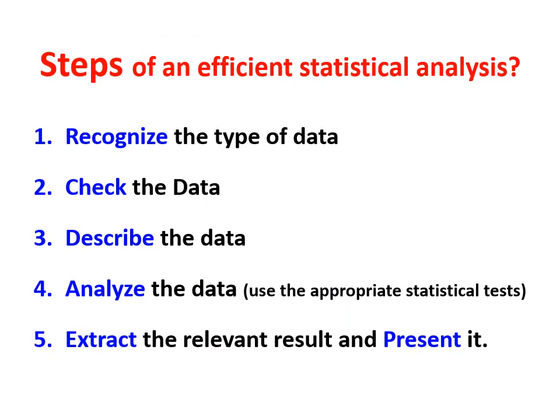What are the steps that we should follow to get an efficient statistical analysis? Number one, recognize the type of data. Then check the data for any error or outliers. The third step, describe the data. Then analyze the data by using the appropriate statistical test. And lastly, extract the relevant result and present it. We will discuss all these steps one by one.